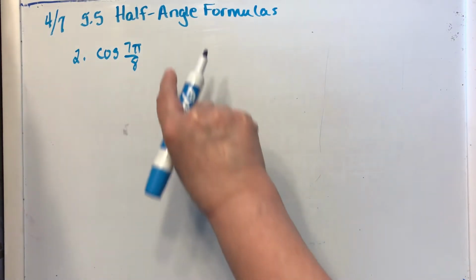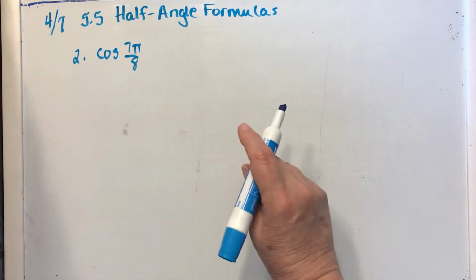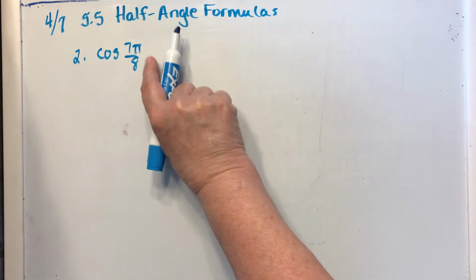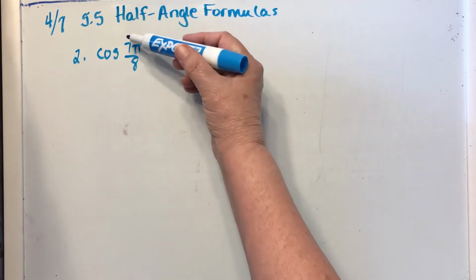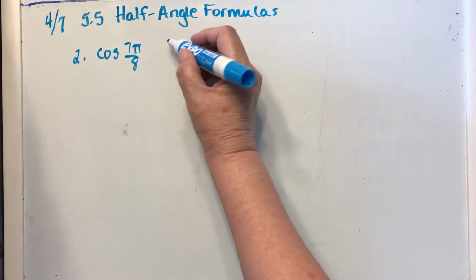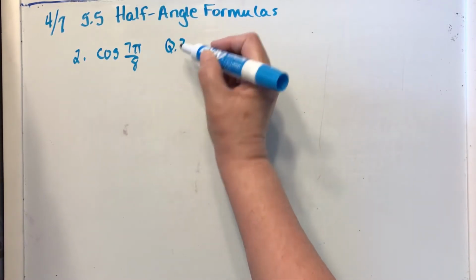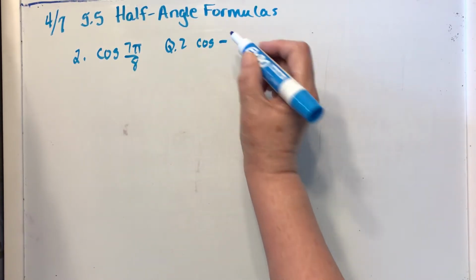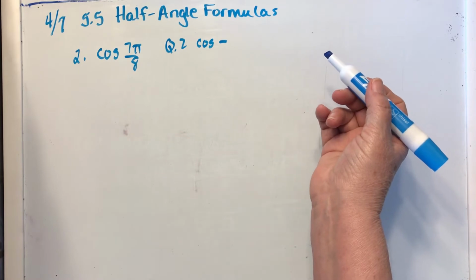All right, so first of all, 7 pi over 8, which quadrant is that in? Well, 7 pi over 8 is bigger than a half of a pi, because a half of pi would be 4 pi over 8. But it's smaller than a pi, so this is in quadrant 2. And in quadrant 2, cosine is negative. So we're going to take the negative in front of our square root.